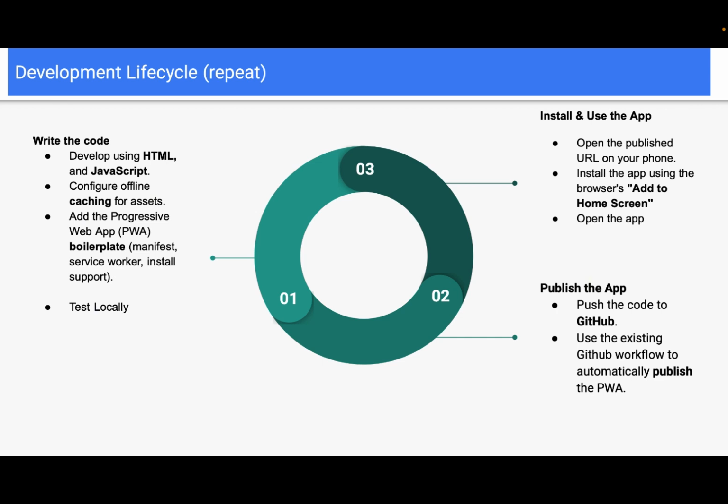So, the development lifecycle. This is going to repeat. There's lots of words on the screen. I'm going to break it down into 3 chunks. You've got step 1, do it, write the code, test it locally. Step 2, push it up into the cloud, get another tool to publish it as a website and a PWA. Step 3, open it on your phone, add it as an app, test it. If we need to make any changes, we're going to follow this pattern again.